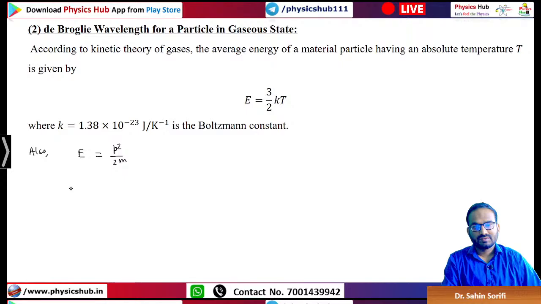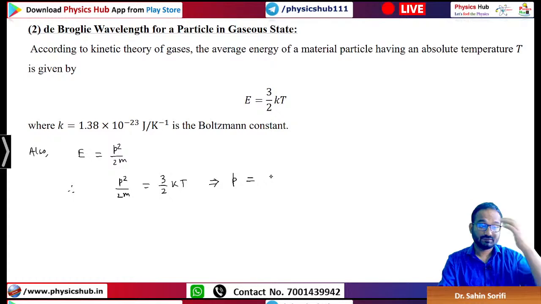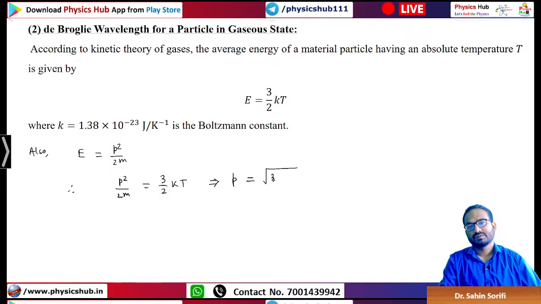Therefore P square upon 2m must be equal to 3 by 2 kT, and from this we can get the value of P. P is equal to, 2 gets cancelled, so square root of thrice m kT.